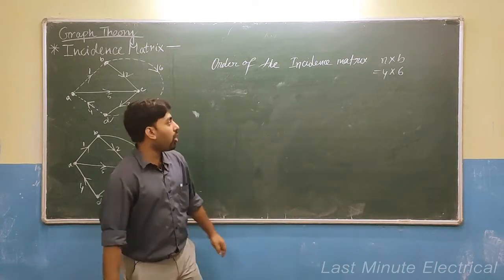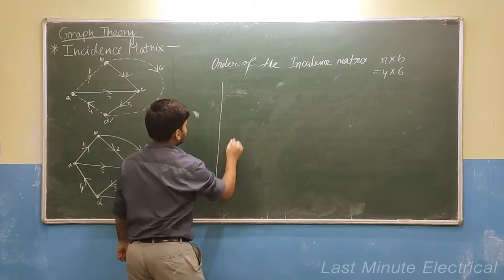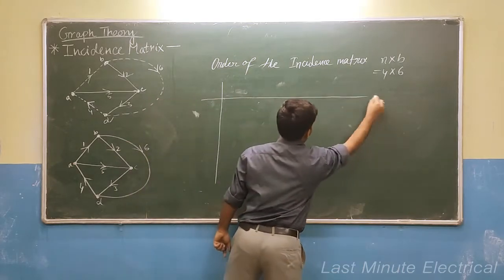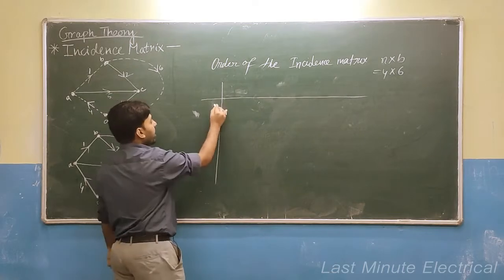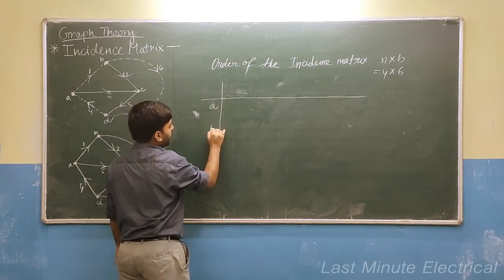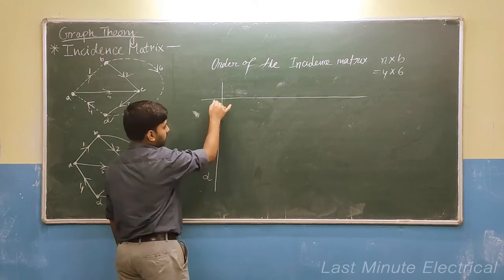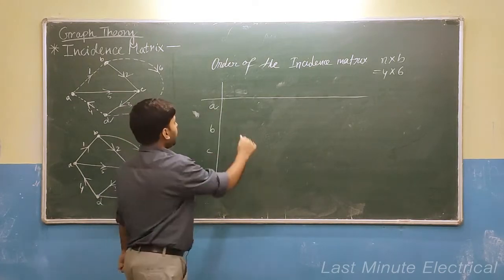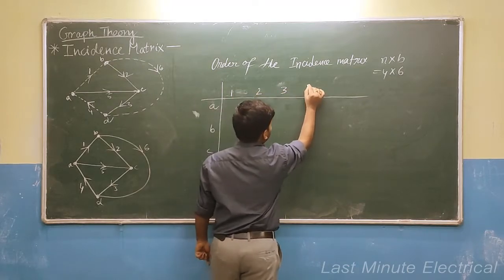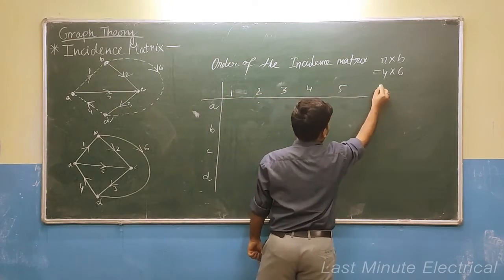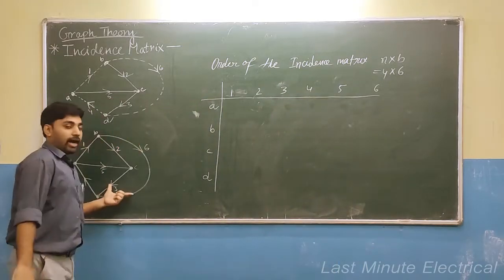Now how to draw the incidence matrix? See, before drawing the incidence matrix, first you write all the nodes column-wise. Then you write all the branches. 6 branches are present. Now see this graph.